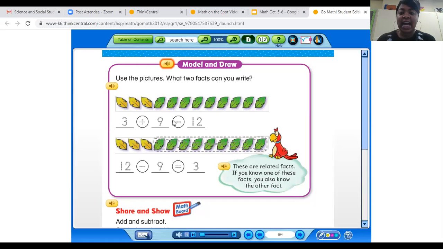Okay, so let's see that I take them away. I have a total of 12. If I take away my 9 green leaves, I will then have 3. So 12 minus 9 equals 3. And they are related because they use the same numbers. I have 12, I have 9, I have 3. So they're related, they're in the same family. The orders are just different.